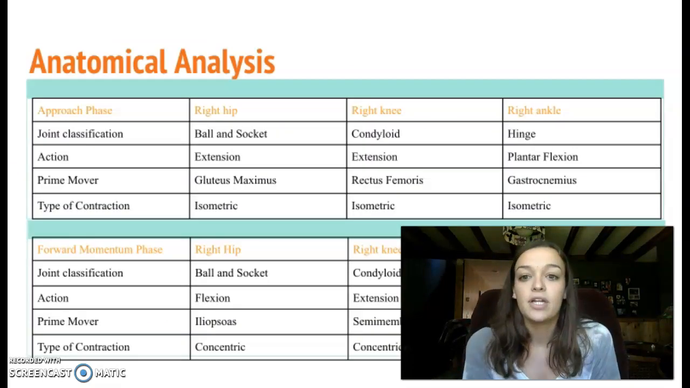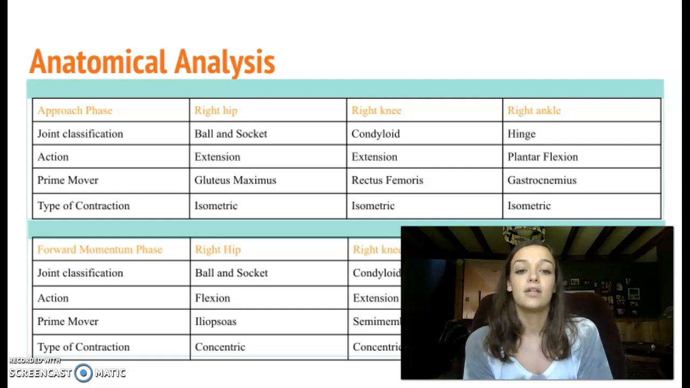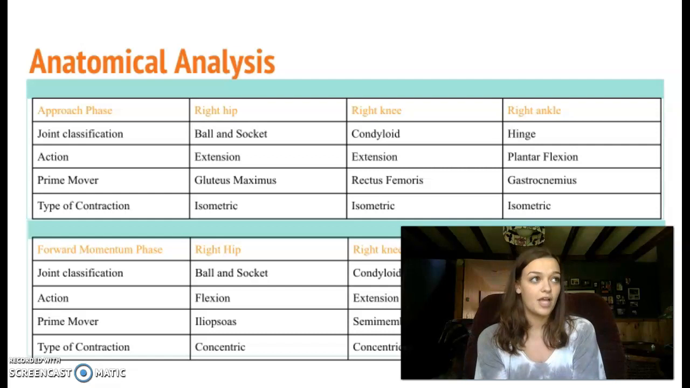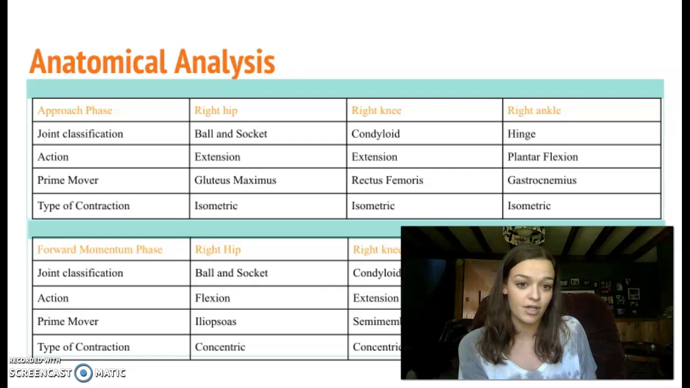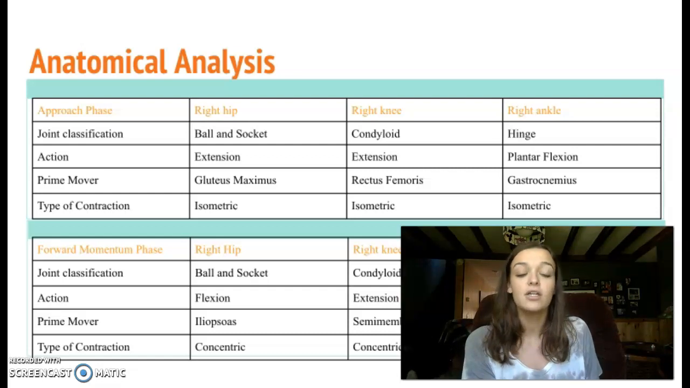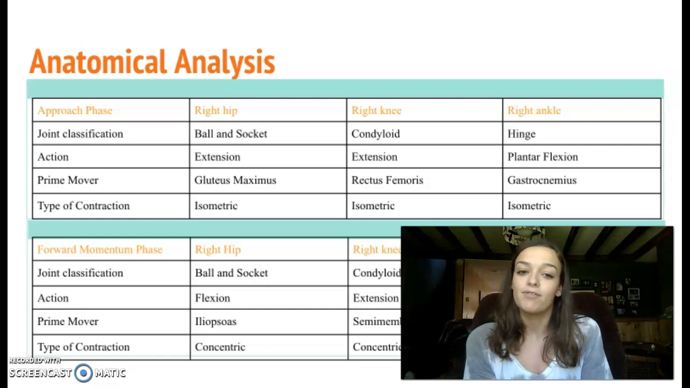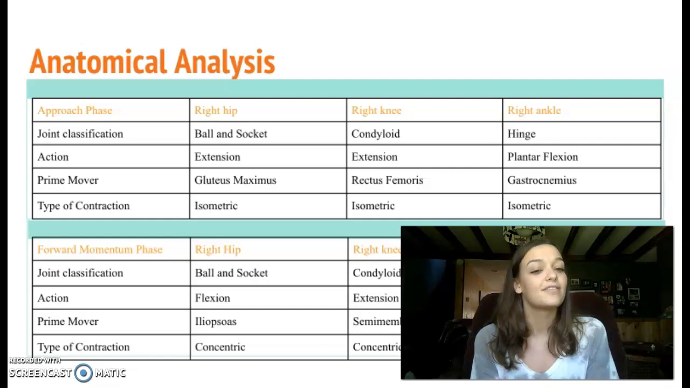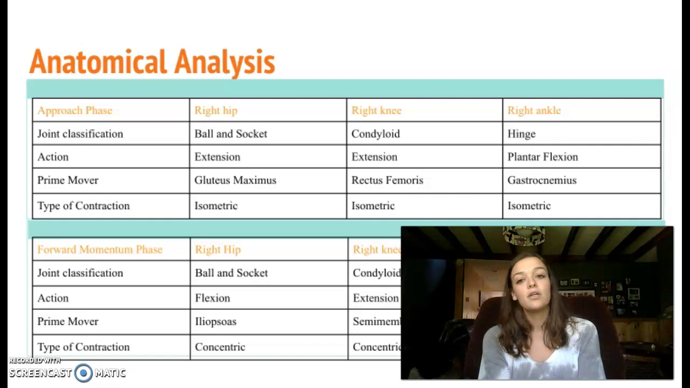For the anatomical analysis, I did look at upper body, lower body, and right and left sides, but for the time purposes, I'm just going to focus on the right side of a right-footed player and just the joints on the lower extremities. The upper extremities are used, although some do not think it would be, but if you've ever tried to kick a soccer ball without your arms, it is very difficult. The movements of the upper extremity help for agility, balance, and range of motion.